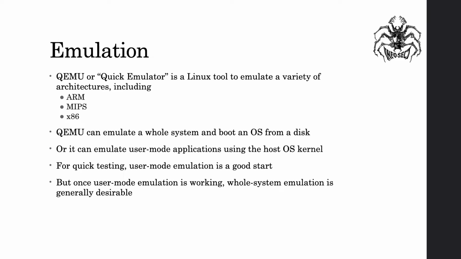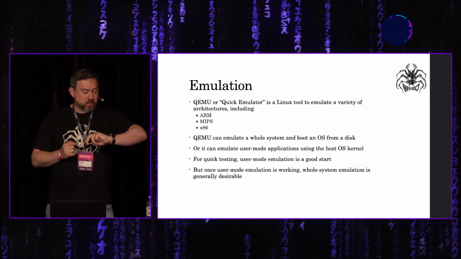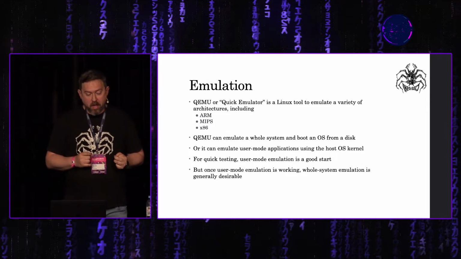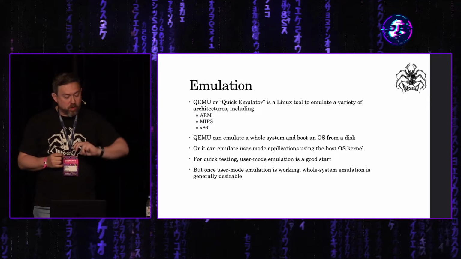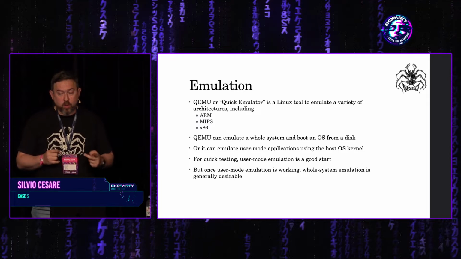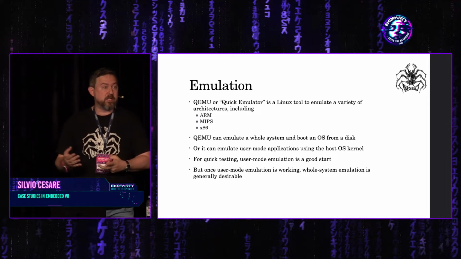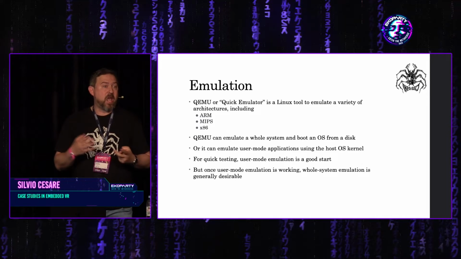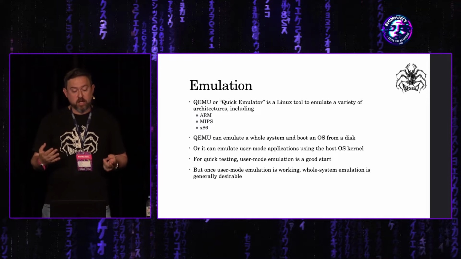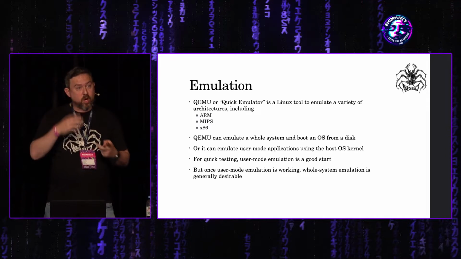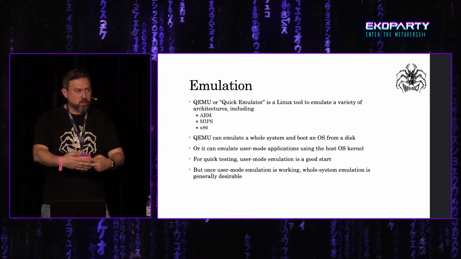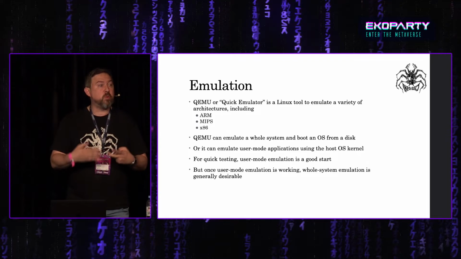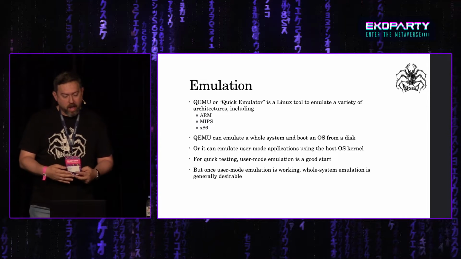QEMU, or Quick Emulator, can emulate a variety of architectures, including ARM, MIPS, x86, and so forth. QEMU can emulate a whole system. It can boot an operating system from a disk or a RAM image, or it can emulate user mode applications using the host operating system kernel to run those real system calls. For quick testing, this user mode emulation is the way to go and is a good start.